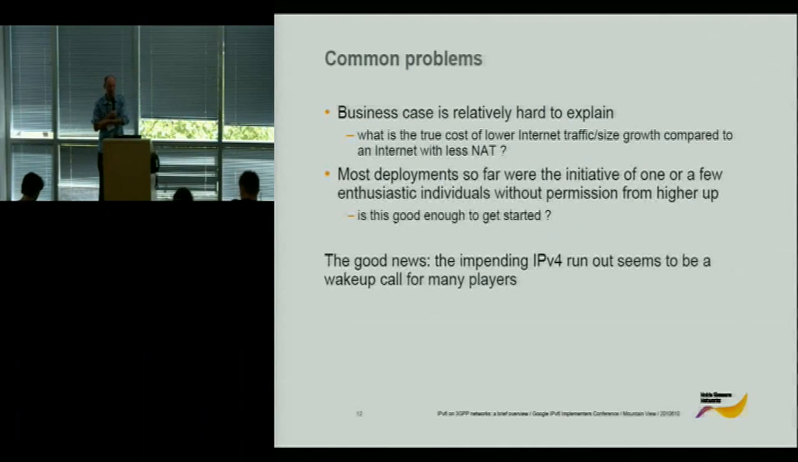Another common problem, which has been mentioned already, is that the business case for IPv6 has always been fairly difficult, because it's hard to quantify how much money you are going to save in the long term versus all the costs that you incur in the short term. And the big thing has always been that a lot of those deployments were just a single individual who did something, and then this individual moves to another company, and nothing happens to that anymore. We get bad routing on the internet, etc.